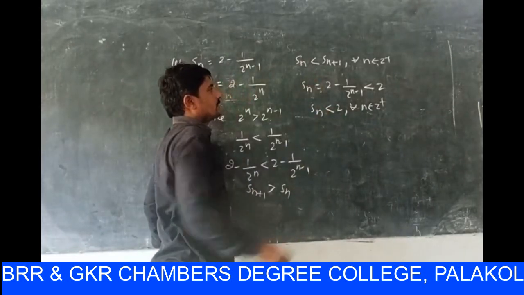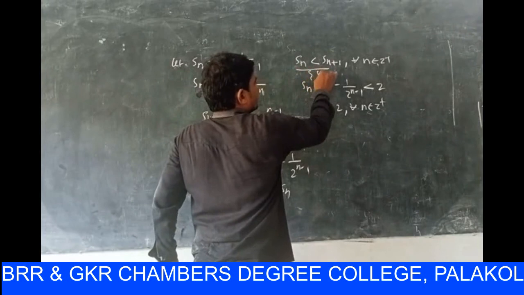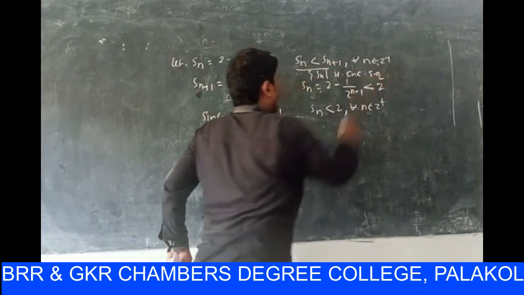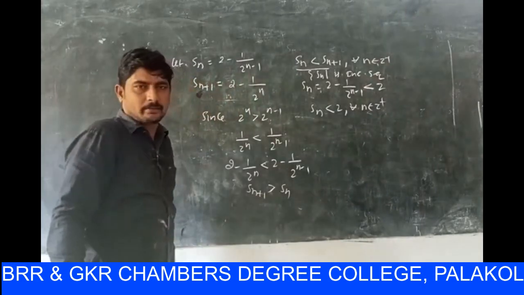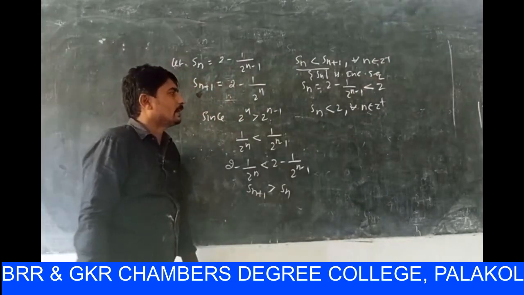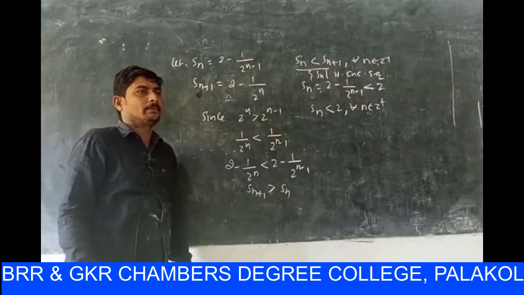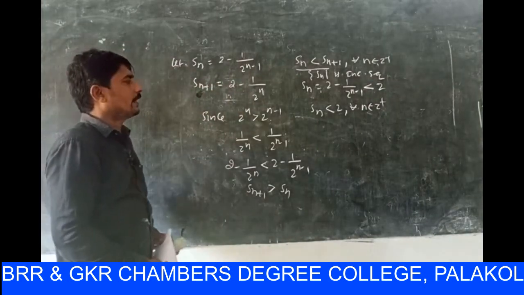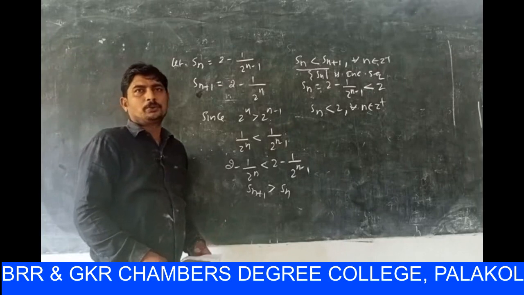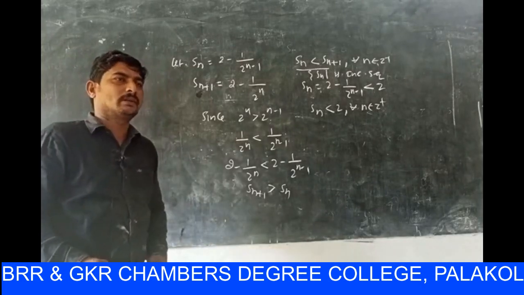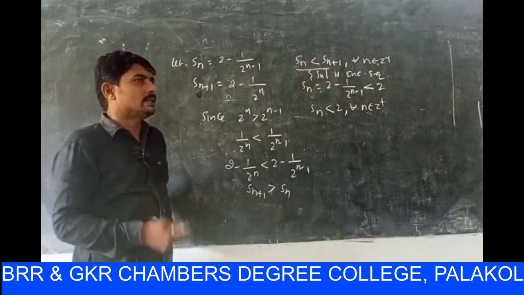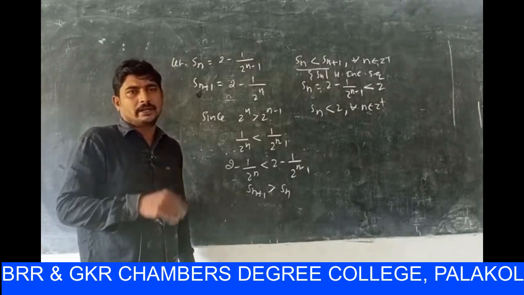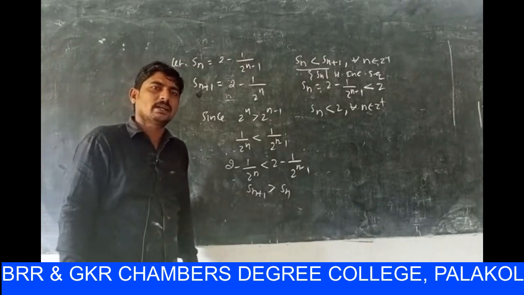The sequence Sn is an increasing sequence, and we have shown that it is bounded above. A sequence that is increasing and bounded above, by the theorem, we say that the sequence Sn is convergent. This is the example. So to prove any sequence is convergent, just verify that it is an increasing sequence and bounded above, or it is a decreasing sequence and bounded below. Either one you can take to prove that the given sequence is convergent.